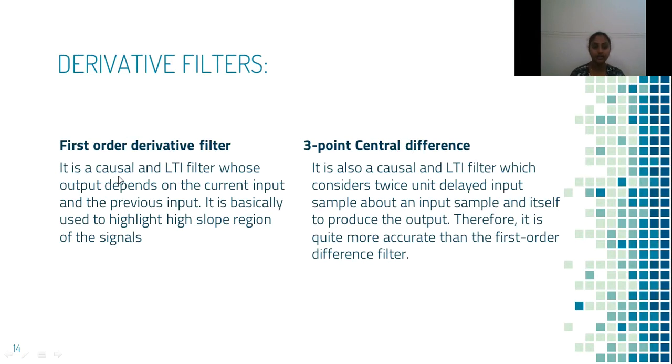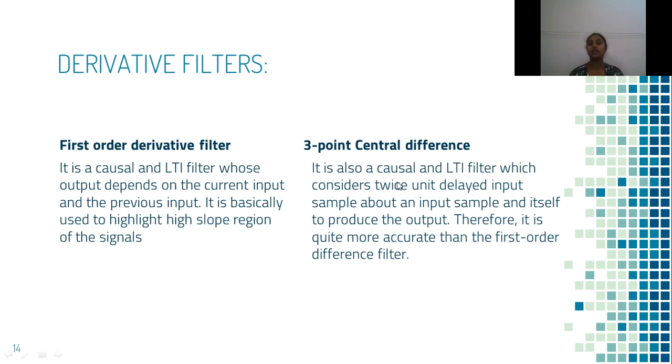It is a causal filter and an LTI filter. LTI stands for linear time invariant filter, whose output depends on the current input and the previous input, which shows the causality property. It is basically used to highlight high slope regions of the signals. So when we have to emphasize the high slope regions, we will use a derivative filter. We can use the first order or the 3-point central difference. Let us go through the 3-point central difference.